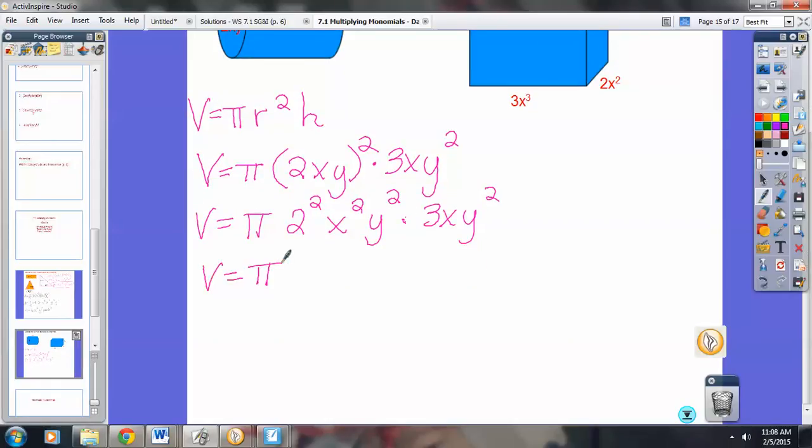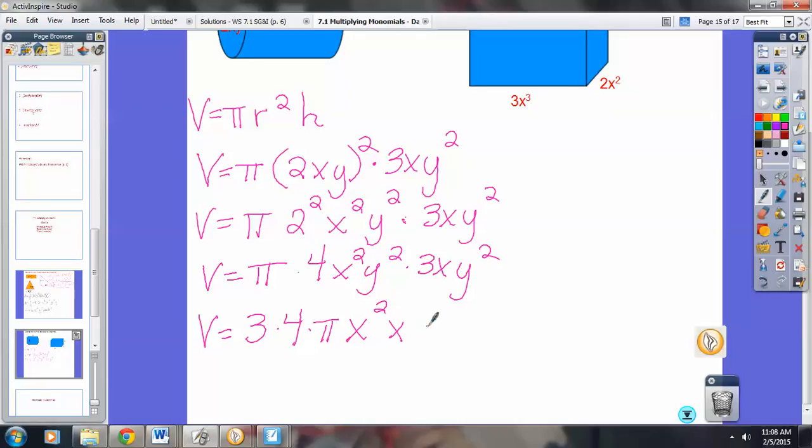I'm going to evaluate 2 squared. 2 squared is 4. Bring everything else down. And now I'll use my commutative property. Now pi. Pi is really a number, isn't it? It's 3.14. But I want to leave it as pi. I'll leave it as pi.